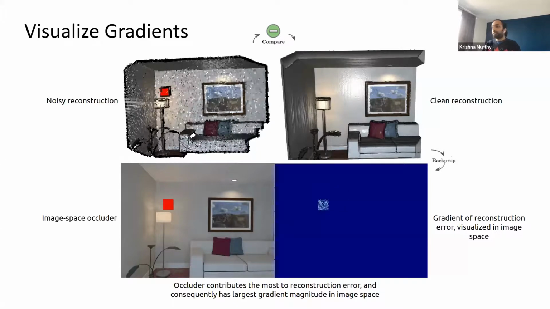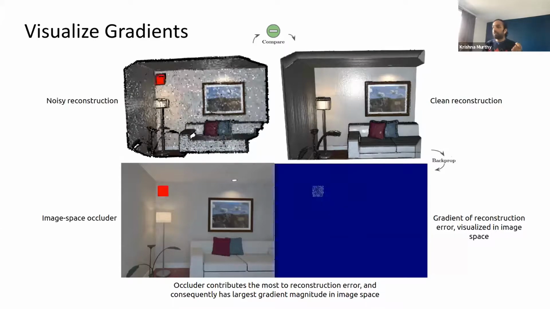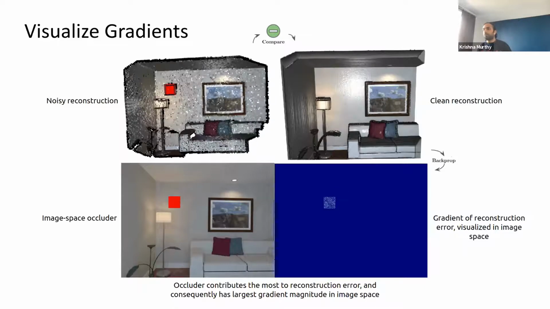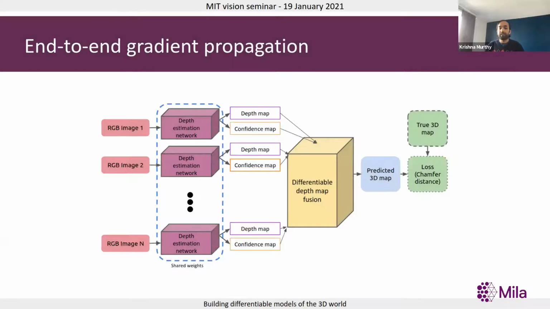So now that we have this tight connection between a 2D image pixel and a 3D reconstruction, we can use this to learn better 2D representations.